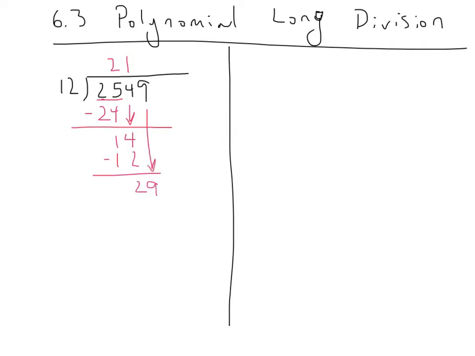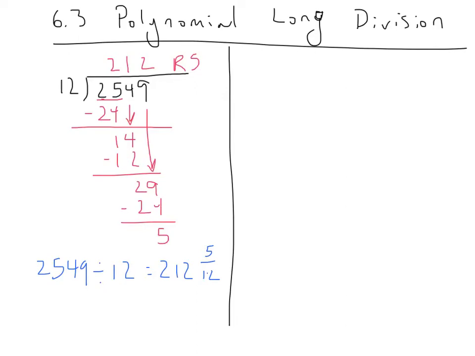How many times is 12 going into 29? It goes in twice. 2 times 12 is 24. So we subtract and we get 5, so that's a remainder of 5. And remember that this means that the question was, what is 2,549 divided by 12? The answer is 212 and 5/12. So that remainder is basically saying 5 has yet to be divided by 12. We're going to do a very similar process for dividing polynomials.